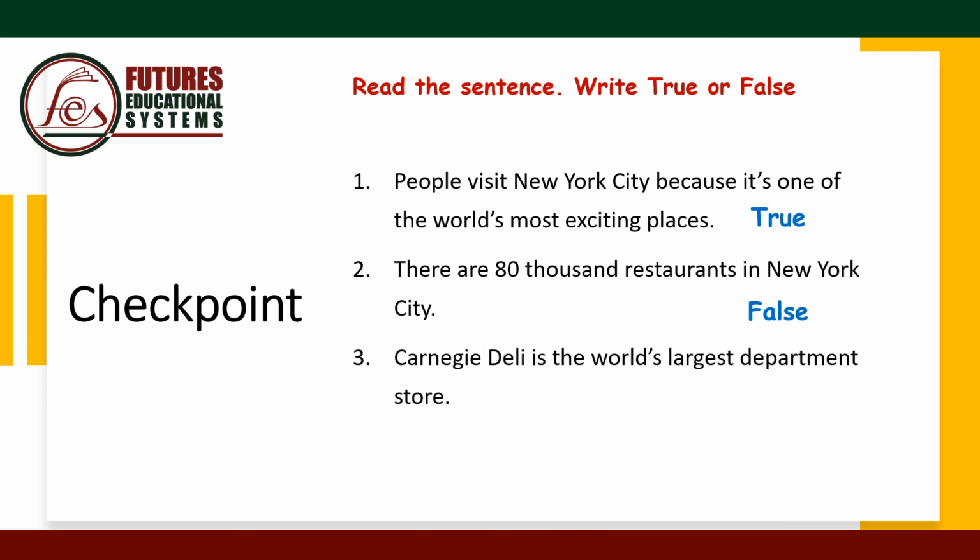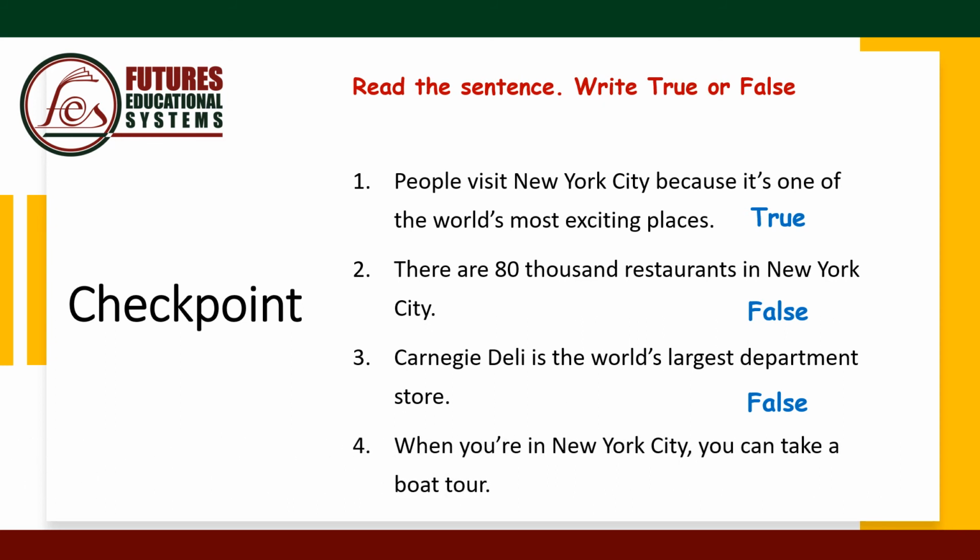Number 3. Carnegie Deli is the world's largest department store. Is this correct? No, the largest department store is Macy's, and Carnegie Deli is a restaurant where you eat delicious sandwiches in New York. Number 4. When you're in New York, you can take a boat tour. Yes, true. We said that there are many kinds of tours there.